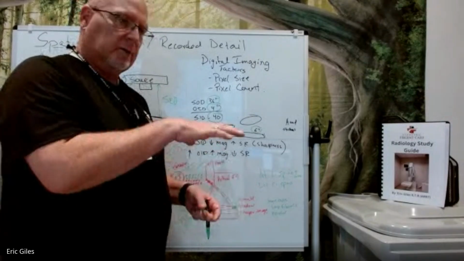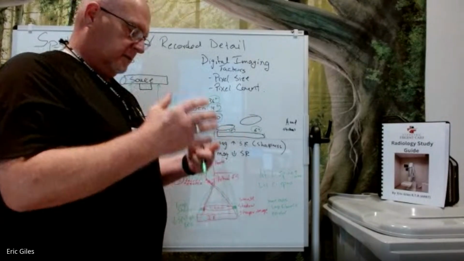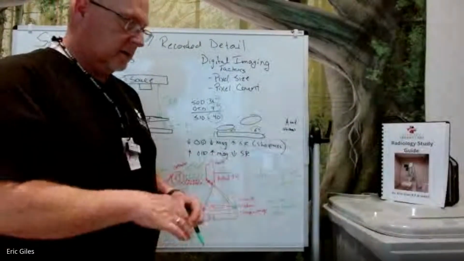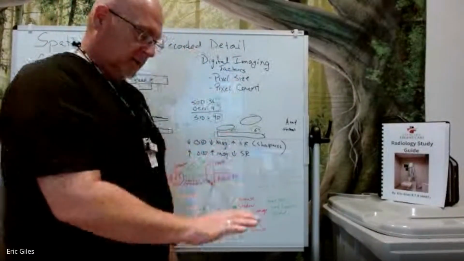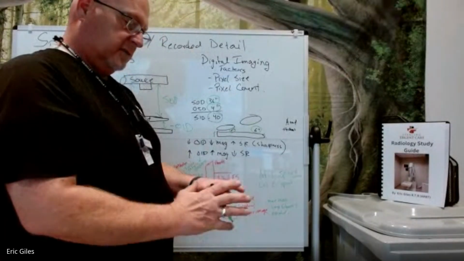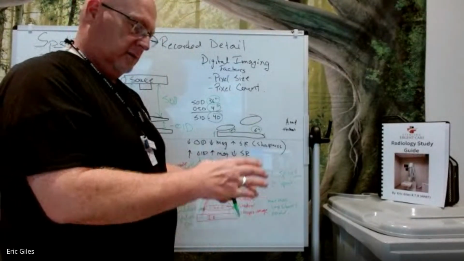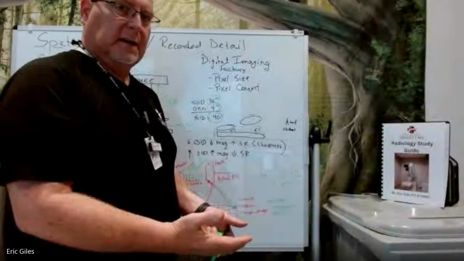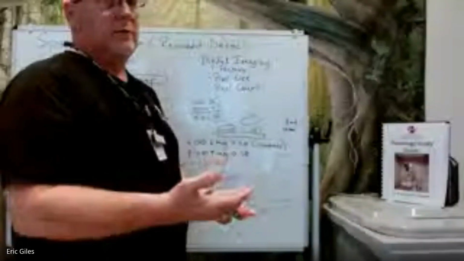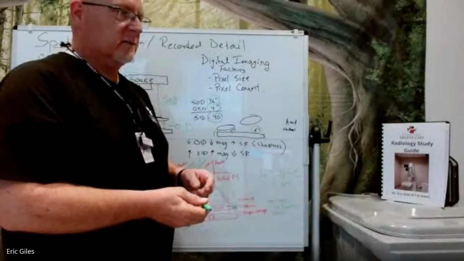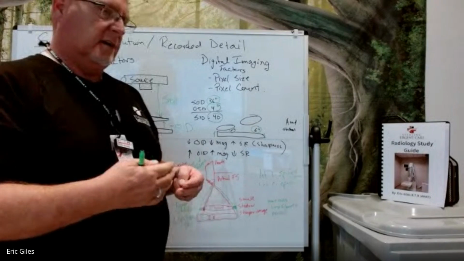The further you go up, the less sharp your hand looks, the shadow. Now, when you bring your hand back down to the image receptor, the smaller it's going to get and the more clear it's going to get. Okay. So that's how OID works. Just remember that.